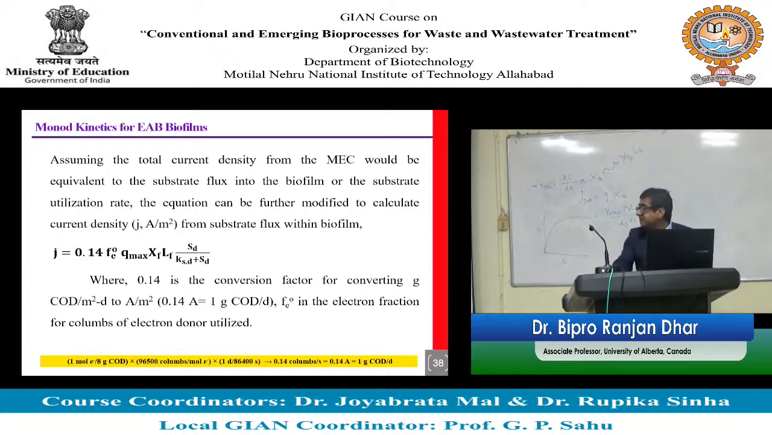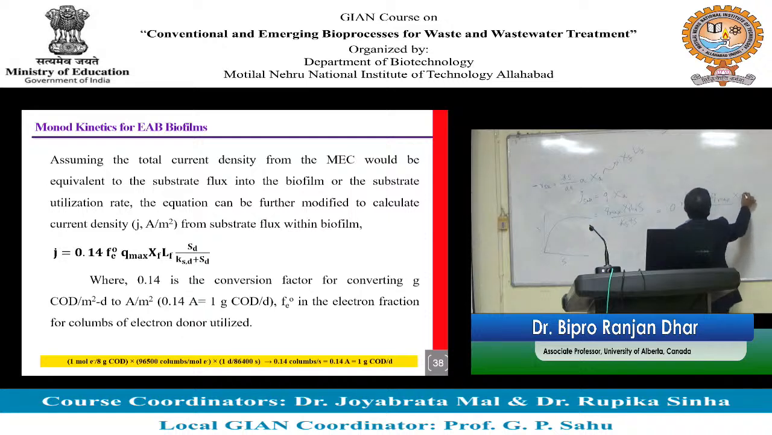Okay, now what I am saying is that I can convert that. So that was COD flux, right? That is COD flux, but I want to convert it to current. So how can I convert that into current? I can introduce a term 0.14 Fe naught, okay, and then Q max XF LF over S Ks plus S.